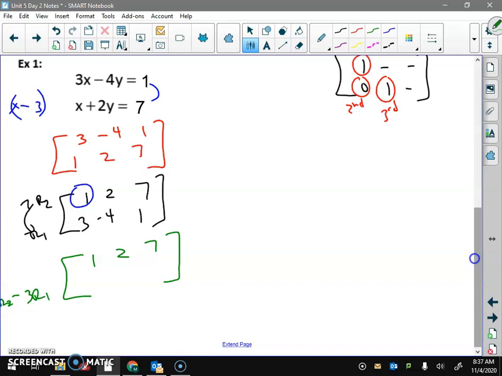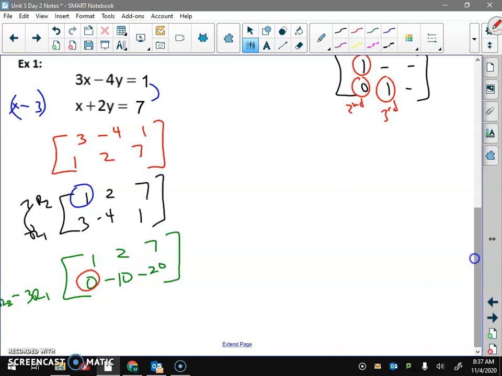A lot of mental arithmetic in matrices. You got to be good at it. You got to be comfortable. So I'm going to take row 2, 3, minus 3 times 1. 3 minus 3 is 0. Row 2, -4. -3 times 2 is -6. -4 plus -6 is -10. Row 2, 1. Row 1 times -3 is -21. 1 minus 21 is -20. Got it. I've got a 0 here.